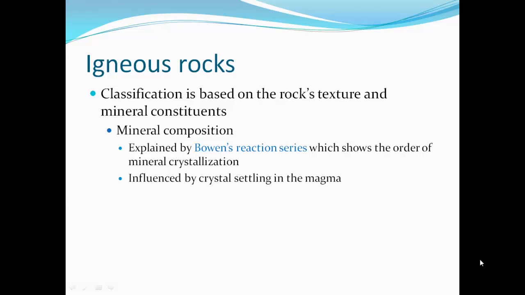So besides the texture of the rock, we also want to talk about the mineral composition in order to identify our igneous rocks. Bowen's reaction series shows the order of mineral crystallization, and this is influenced by the crystal settling in the magma.